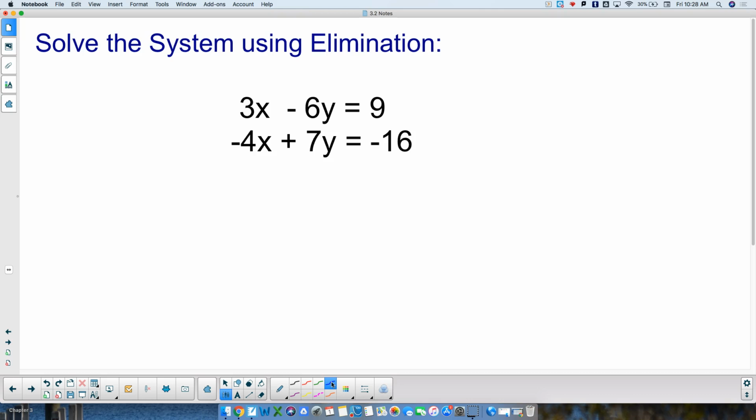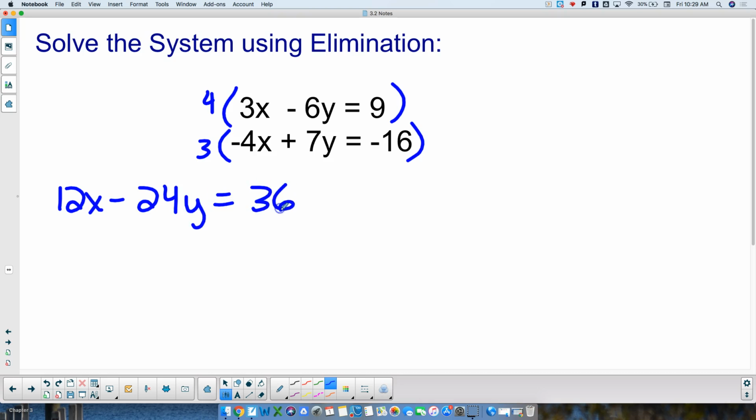My guess is the majority of you chose the first option, a little smaller numbers, so I'm going to multiply that one by 4 and this one by 3. That gives me 12x minus 24y equals 36, and negative 12x plus 21y equals negative 48. From there, we can add those two equations together.